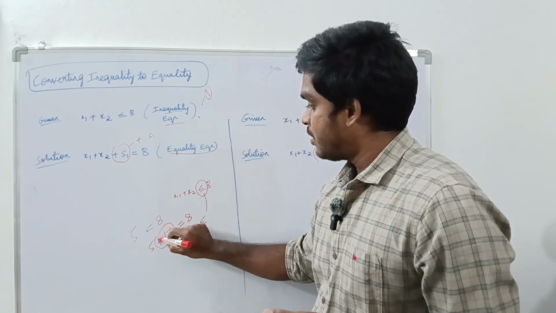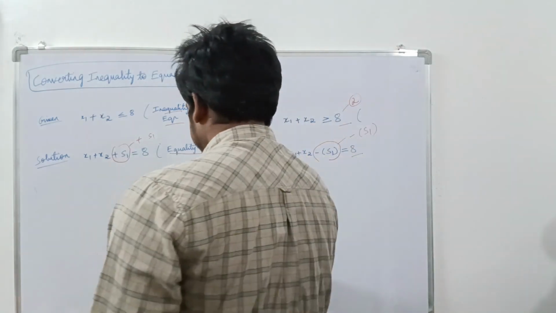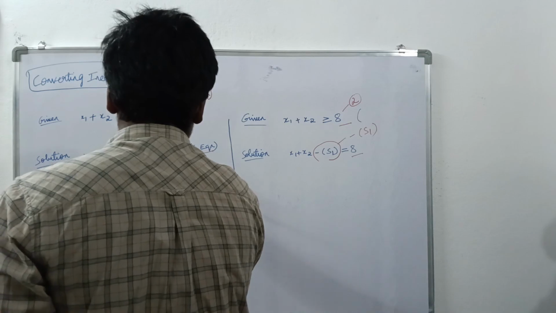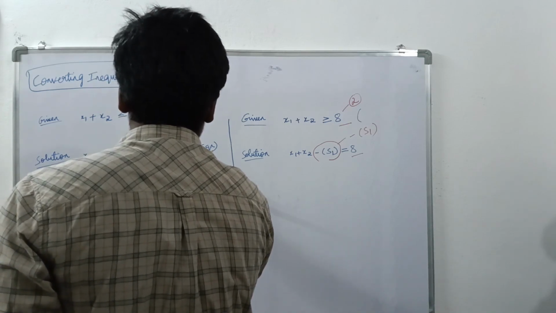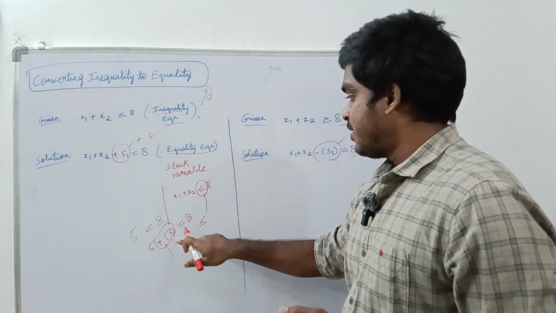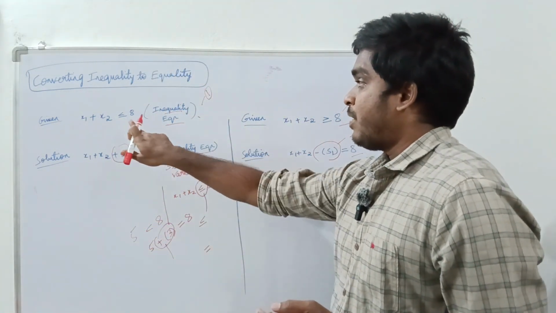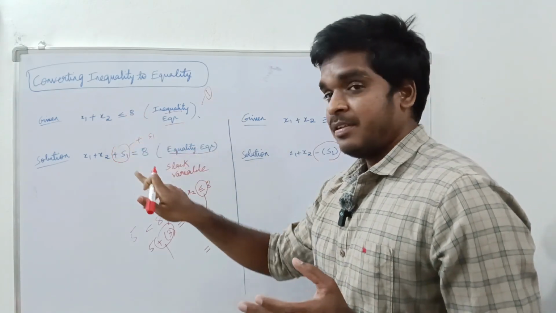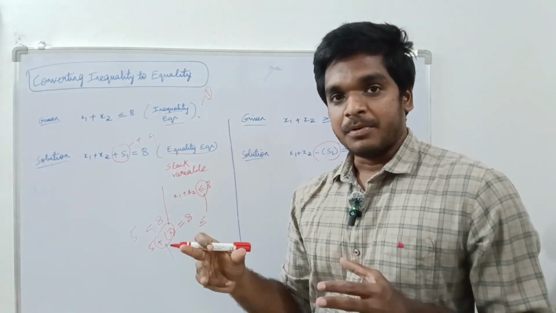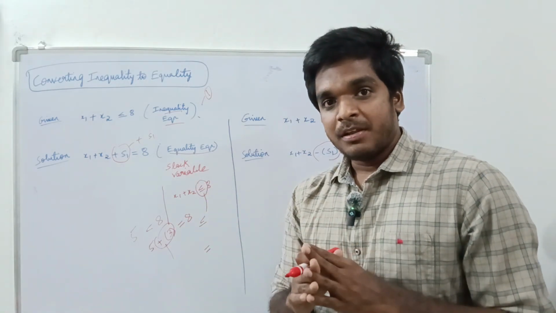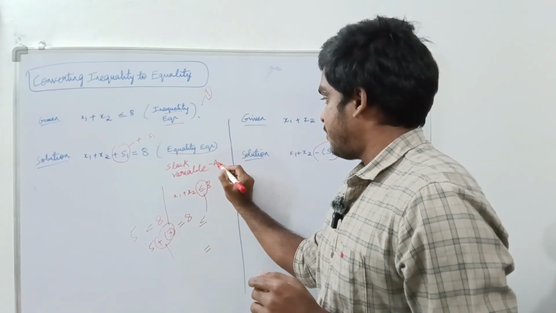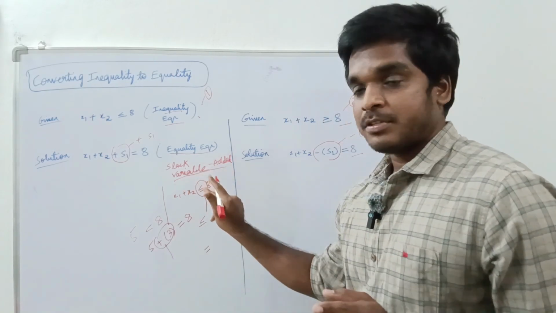This plus 3 is nothing but the slack variable. So for less than or equal to sign, in order to make it equal to sign, we are introducing a slack variable to the left side of the constraint. A slack variable is added to the left side of the constraint. These are the key points.